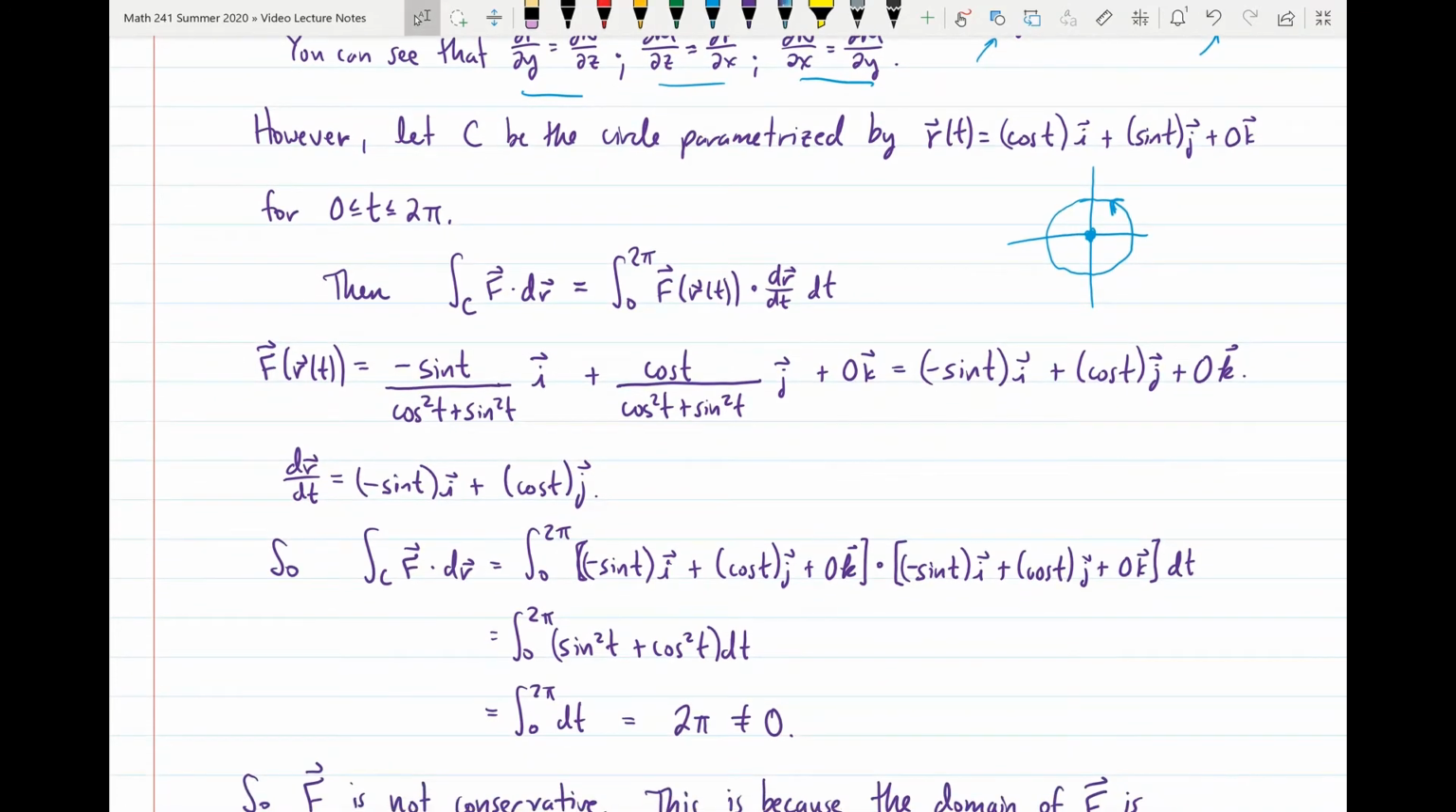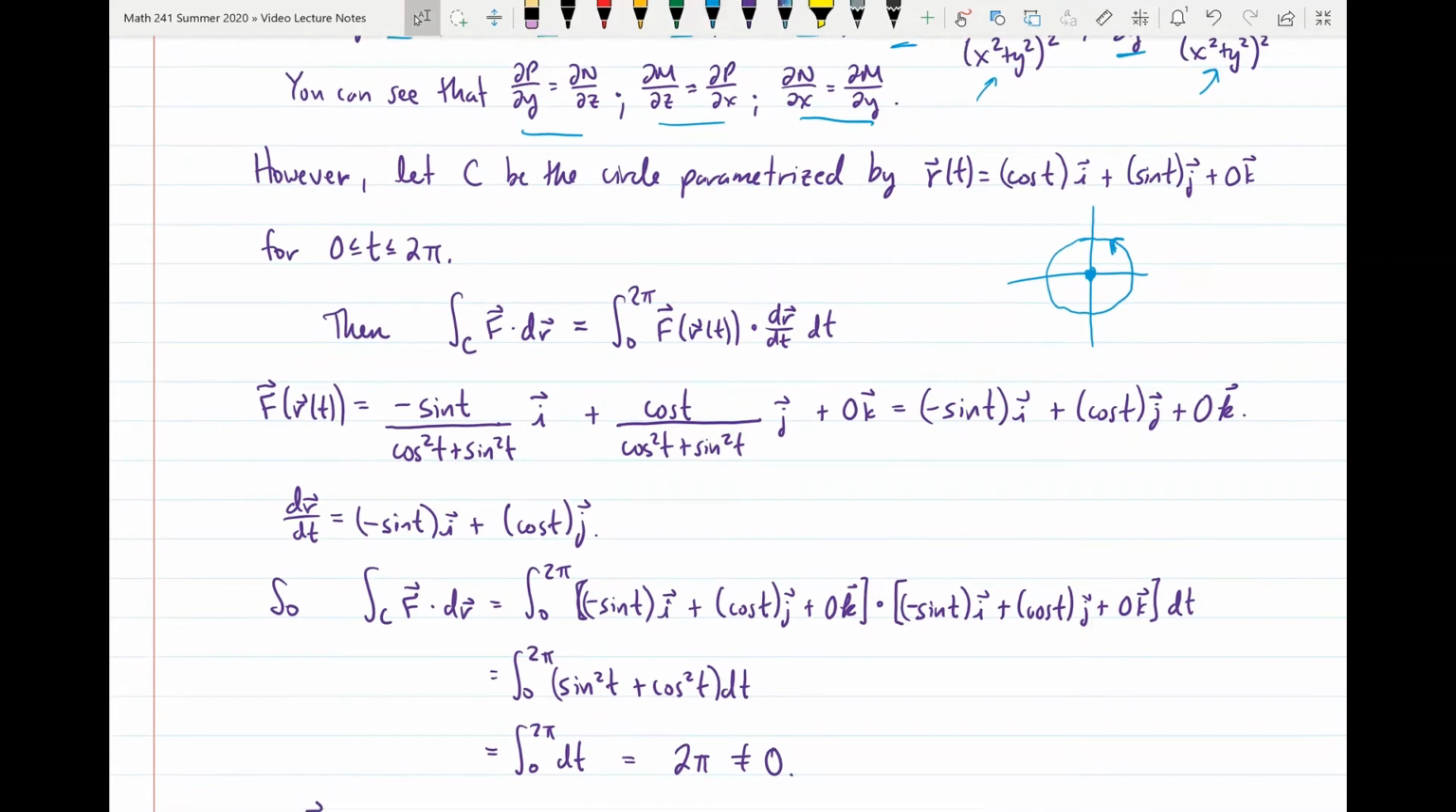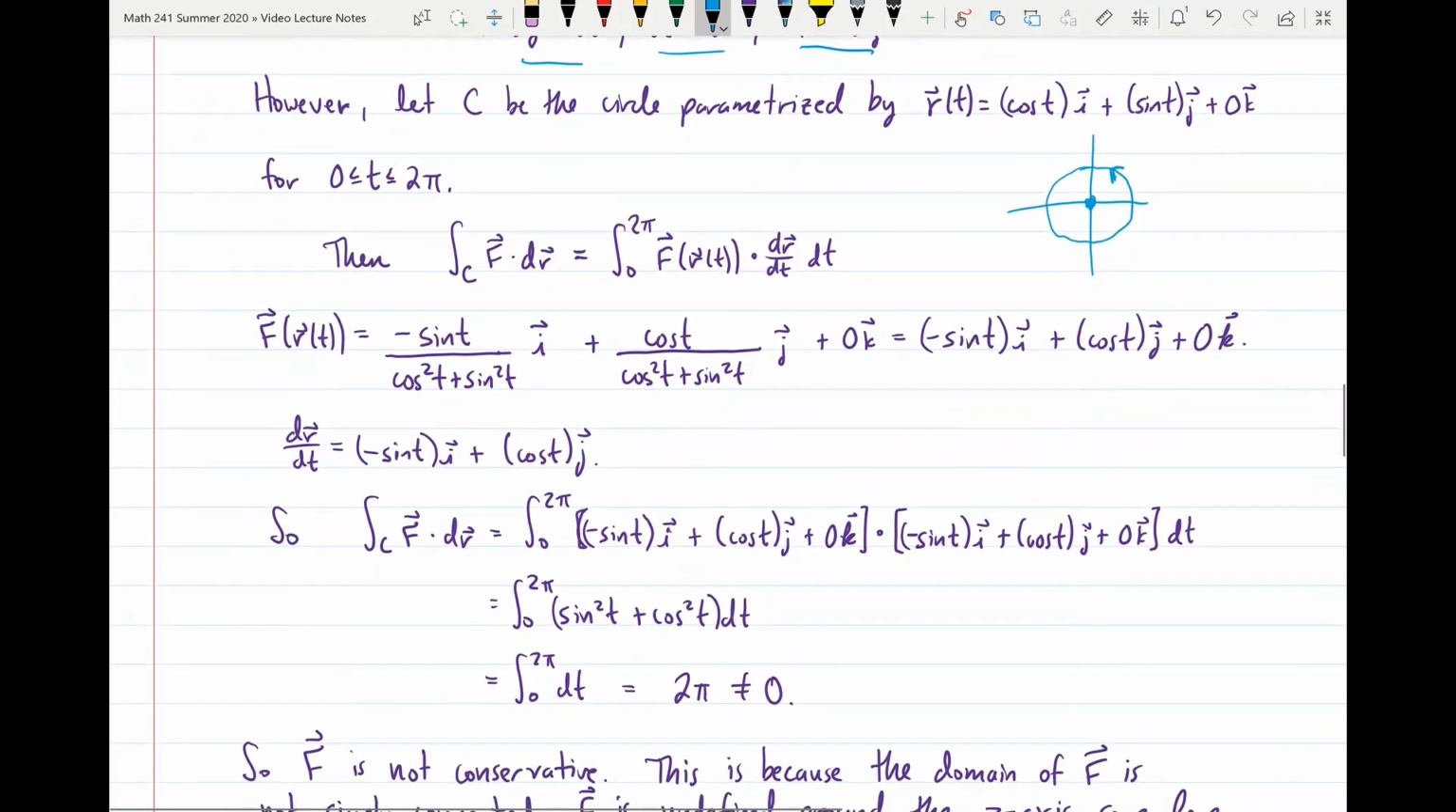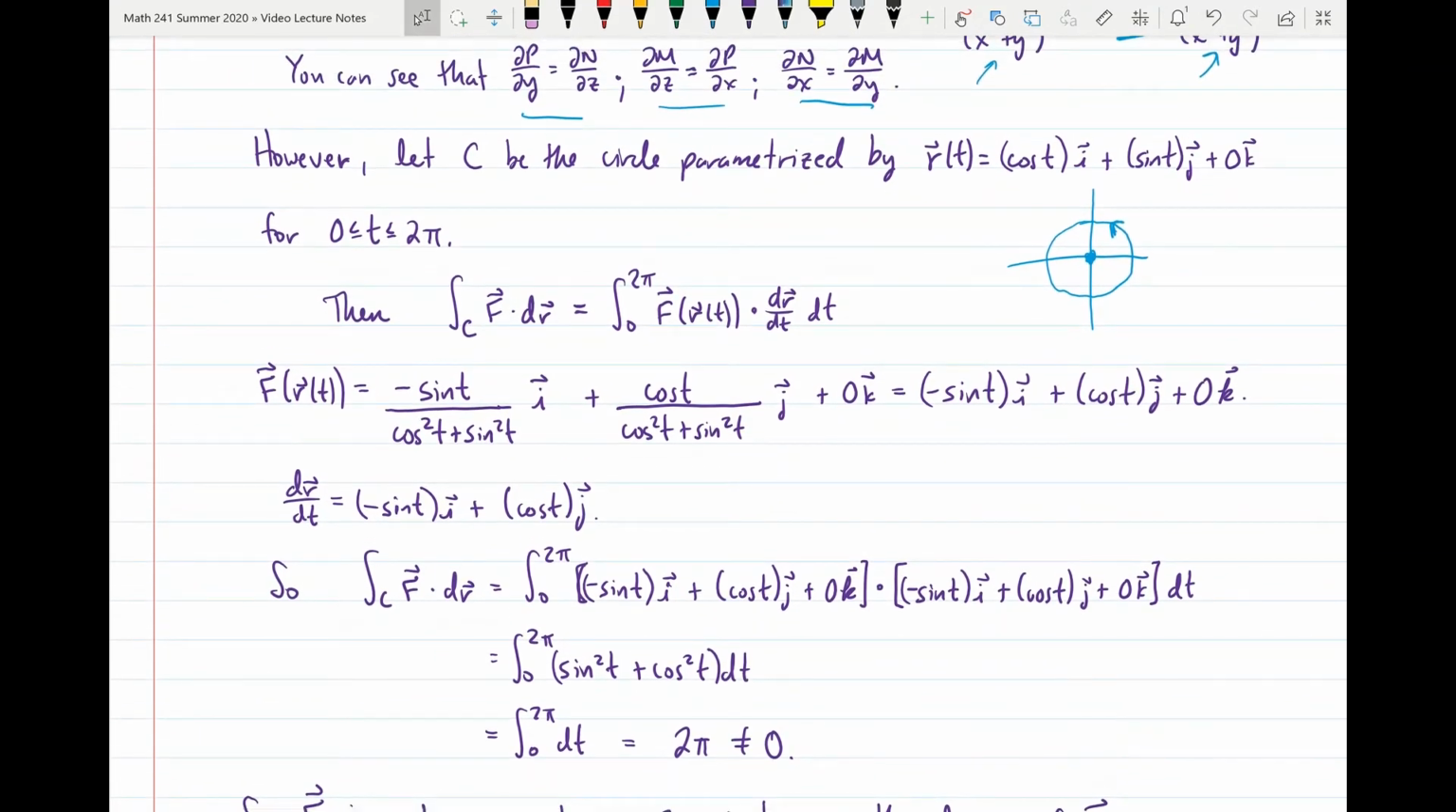And ultimately, we're going to show that the integral of our vector field f over this circle is not equal to 0. And remember that a vector field is conservative if and only if the integral of f around any closed curve inside of its region is equal to 0. And so the fact that this is not equal to 0 is going to cause us some problems here.